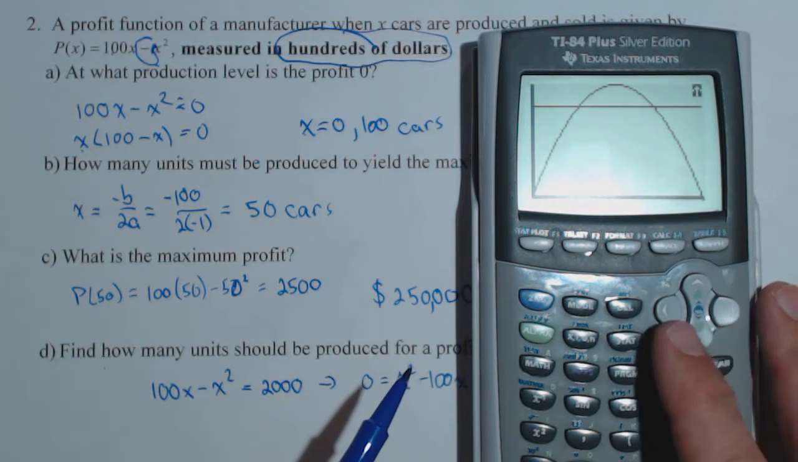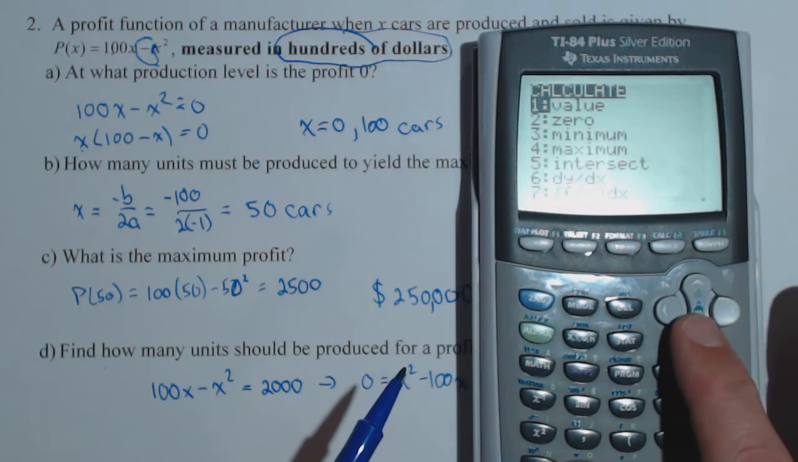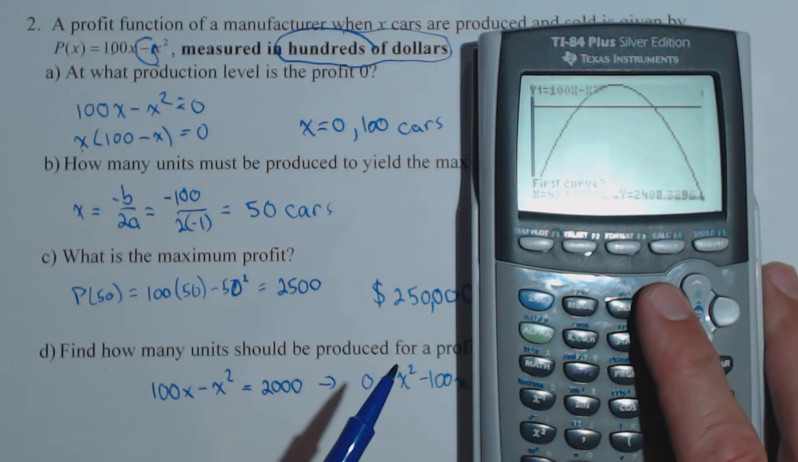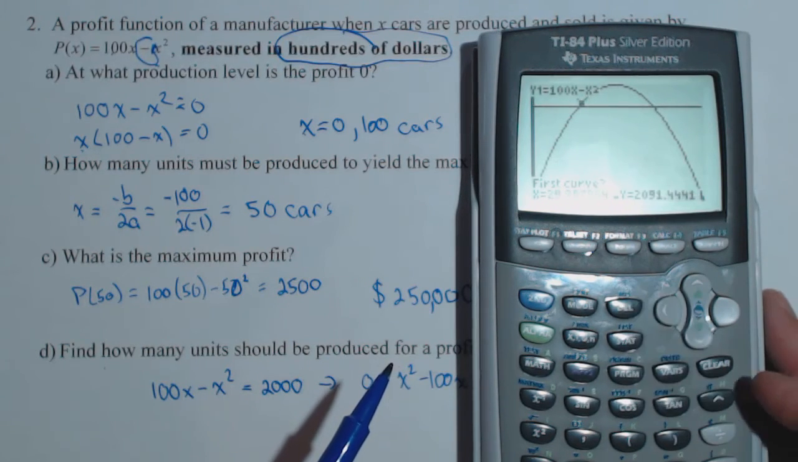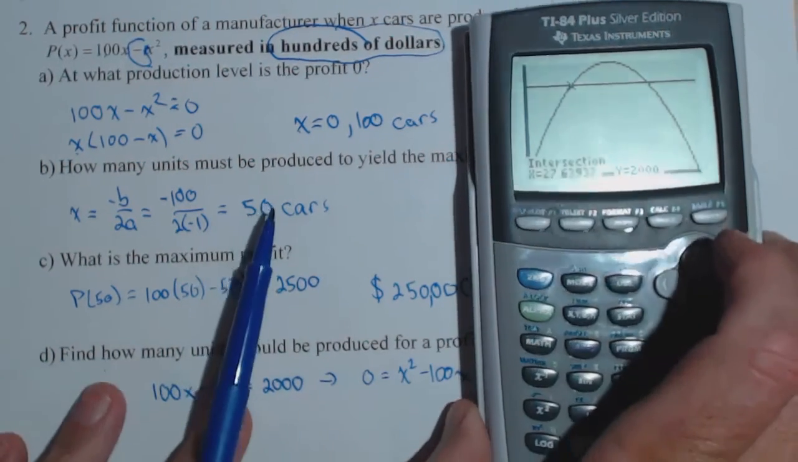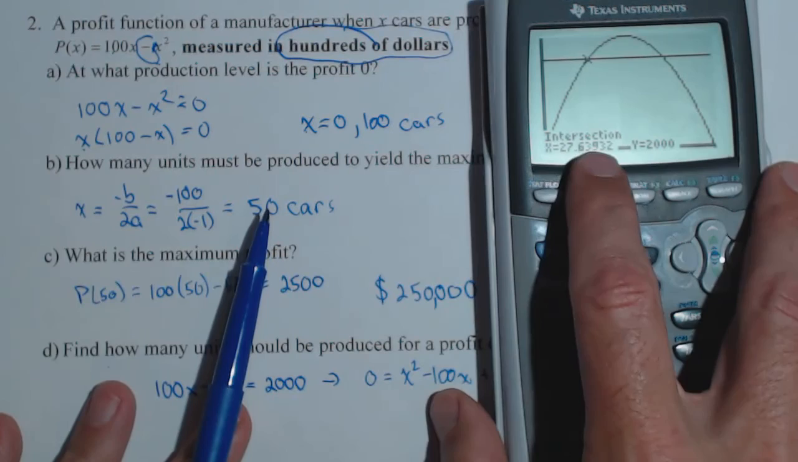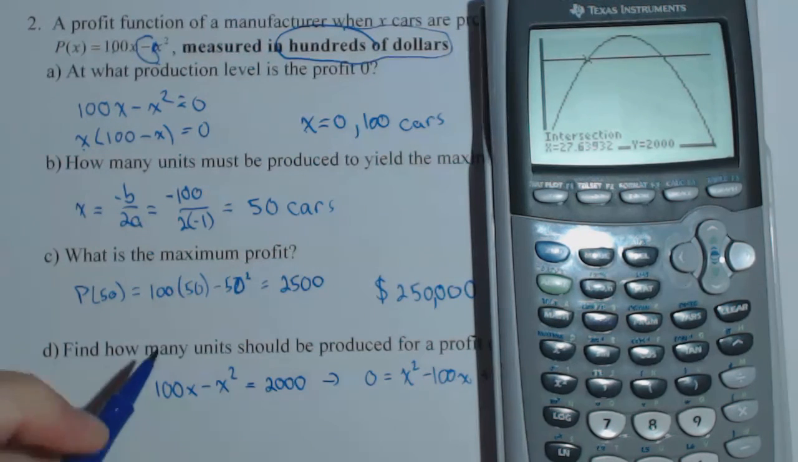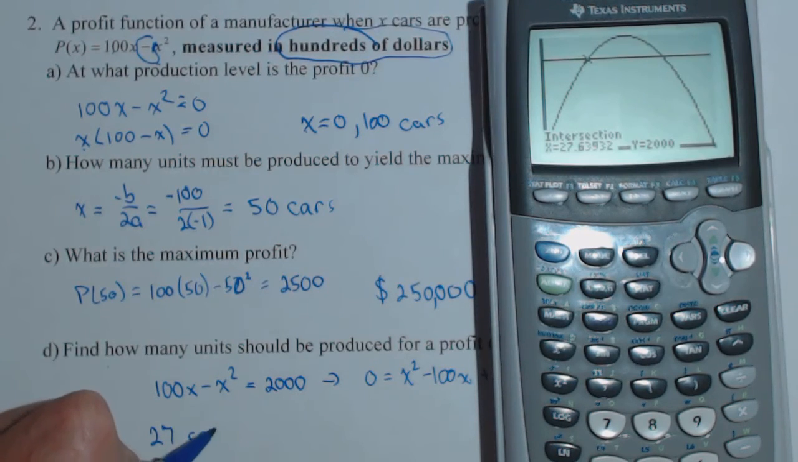So we're going to do second calculate intersect. We'll go over by this intersection point. Enter, enter, enter. 27.63. Because we're talking about cars, let's just do a whole car, and you could round that up or down. So 27 cars.